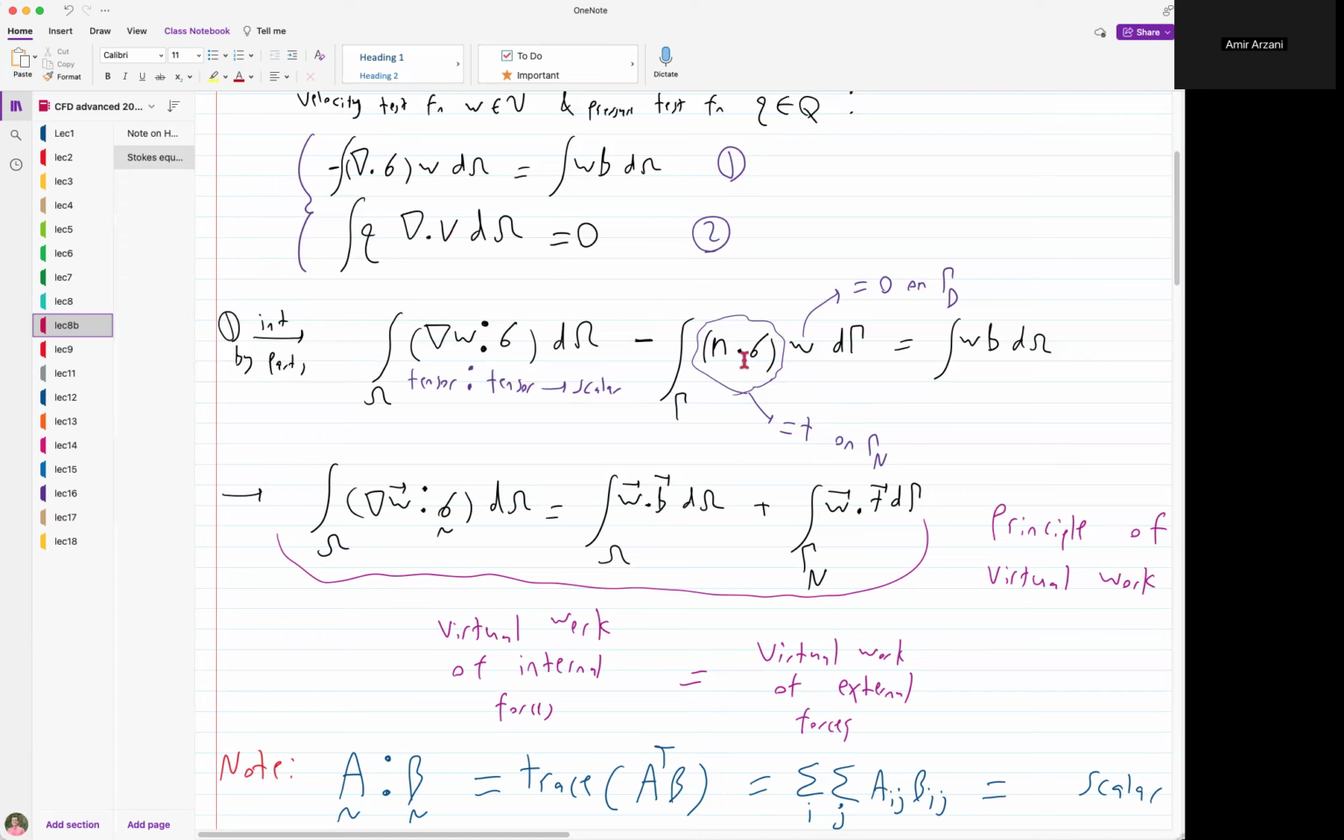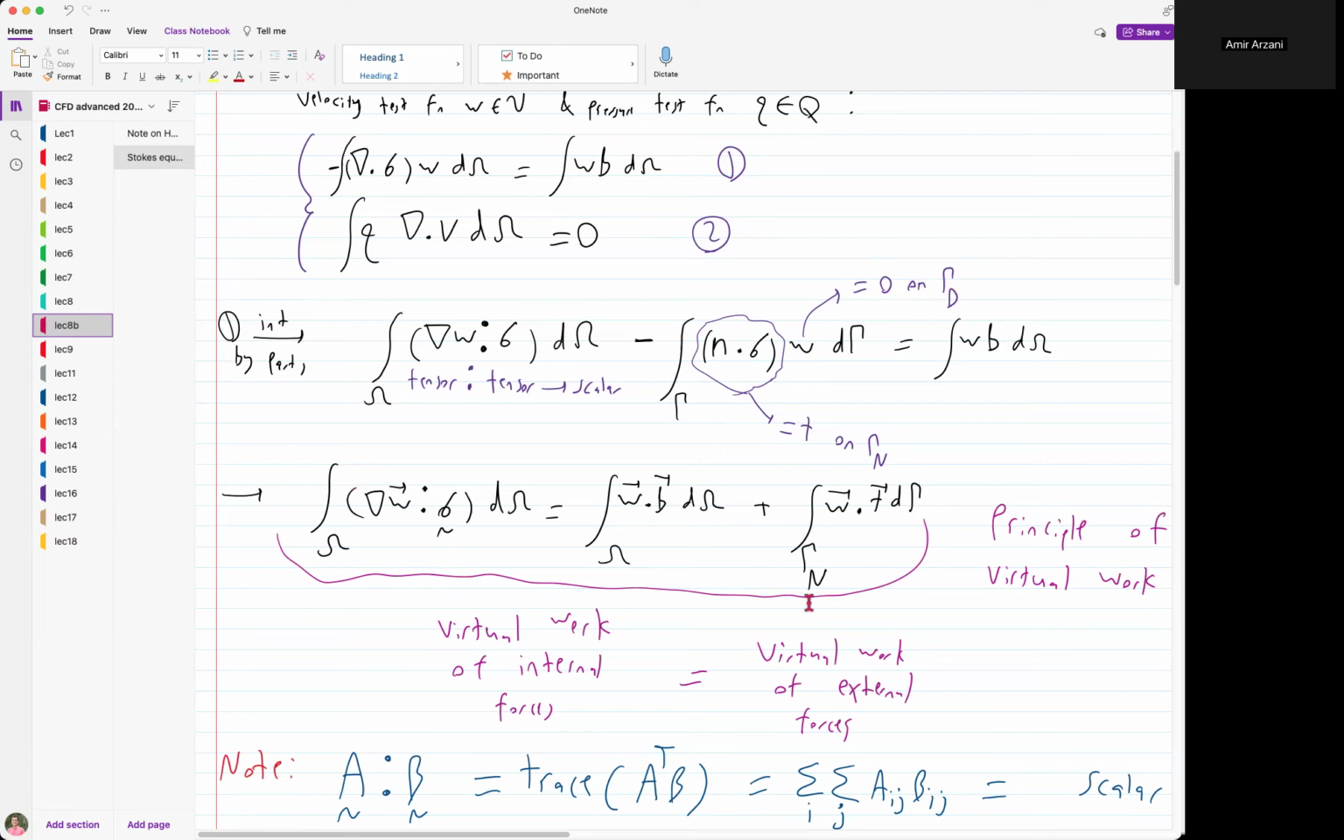So this is your boundary term. Now, sigma dotted with n is nothing but the traction that we talked about, and we know exactly what traction is. On the Neumann boundary, it's equal to t, the value given to us, the traction or the stress vector. And W, the weight function, as you know, is zero on the Dirichlet boundary. So this becomes our final form of the weak form.